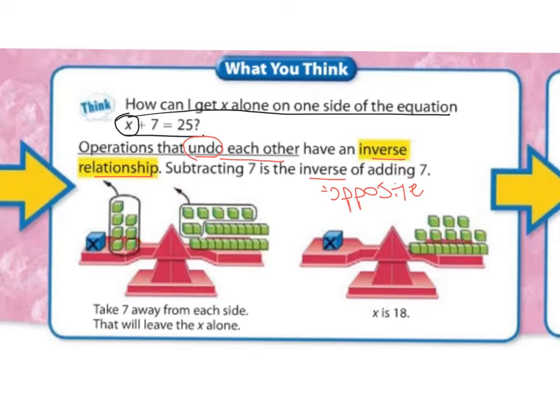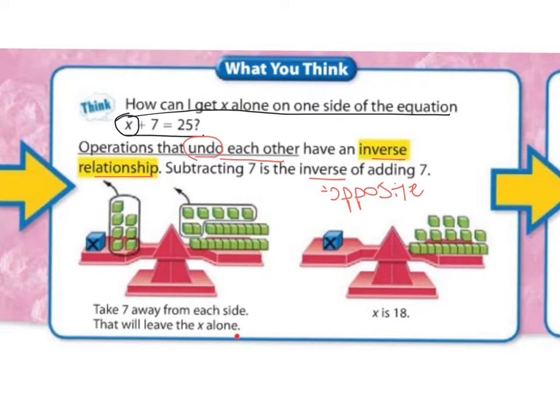We're removing 7 from this side. 1, 2, 3, 4, 5, 6, 7. We're removing 7 from this side. So we are following the subtraction property of equality here. When you remove something from one side and from the other, it will remain equal. And so then we're going to find out what X was before they added 7. And so here we have it, and if I counted these blocks, I would get X equals 18.